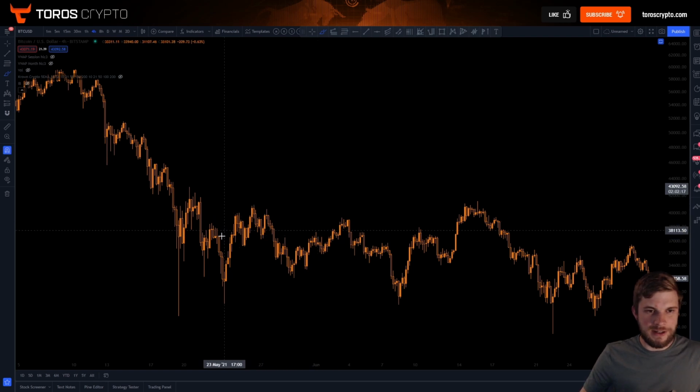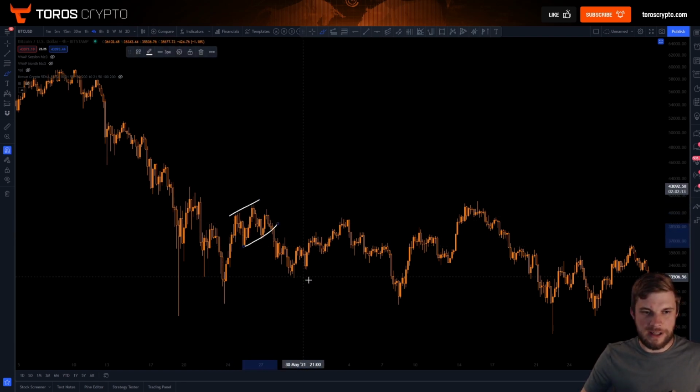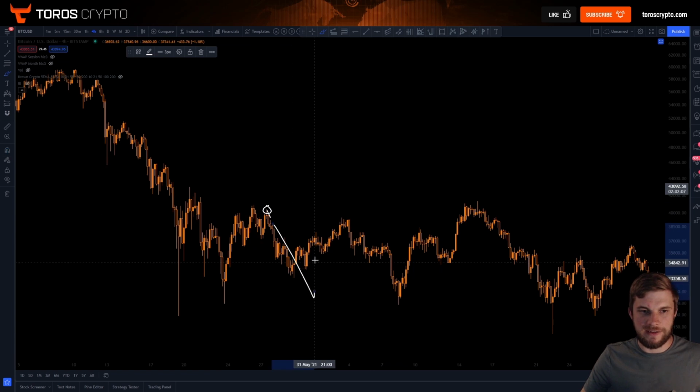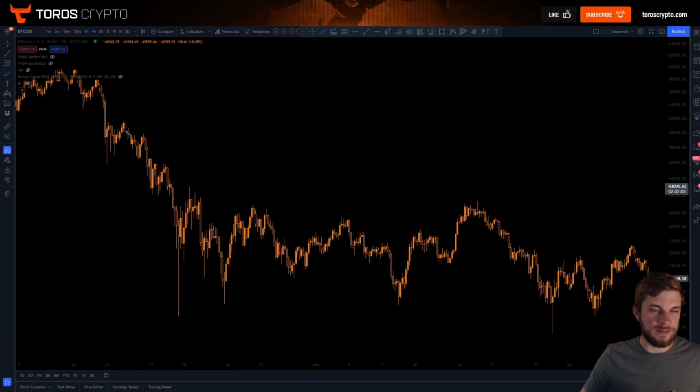Okay, so once again, you can see not perfect, but it does get that reversal out of this with that change of market structure with your lower high at this point, and then getting this continuation to the downside.